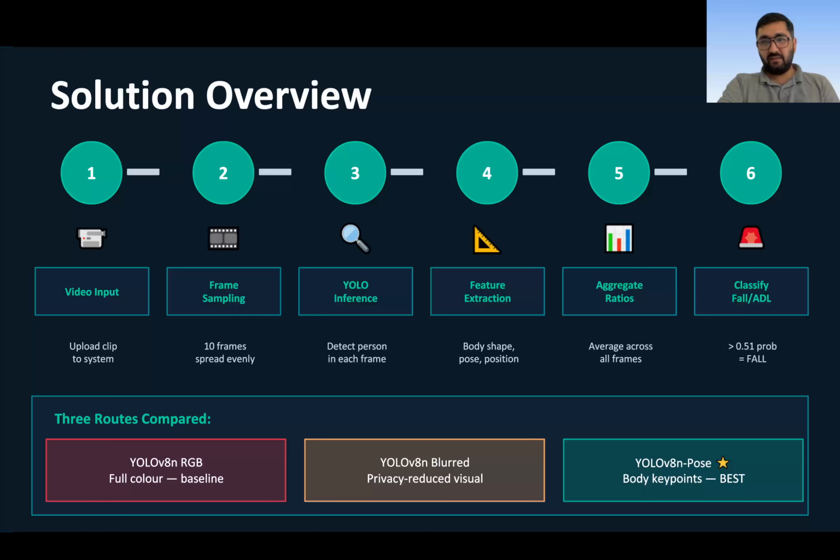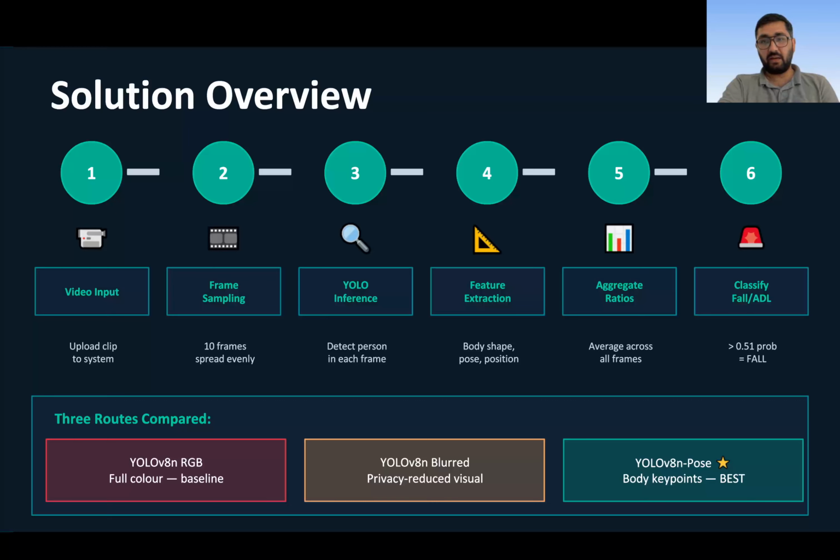In step 5, these features are averaged across all 10 frames into clip level ratios. The standard deviation across frames is especially important. A high standard deviation means the person's position changes abruptly, which is a strong fall signal. In step 6, a lightweight logistic regression classifier uses these ratios to predict fall or no fall. The decision threshold was tuned on a validation subset to 0.15.